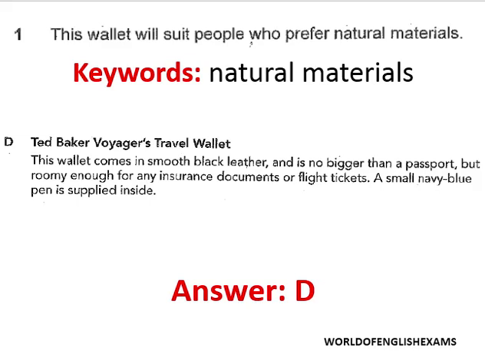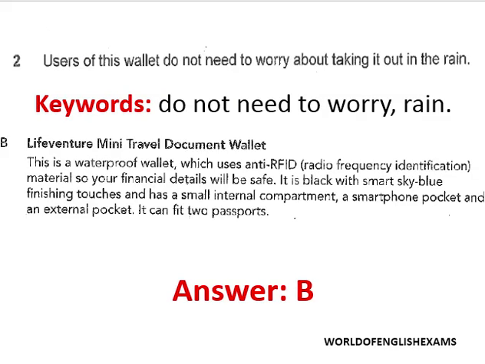So shall we proceed with the next statement? Fine. Users of this wallet do not need to worry. Do not need to worry means they can be very confident, because do not need to worry about taking it out in the rain. So even if it is raining, they do not worry about the wallet, which means it is waterproof, isn't it? So the keywords here are do not need to worry and when it rains.